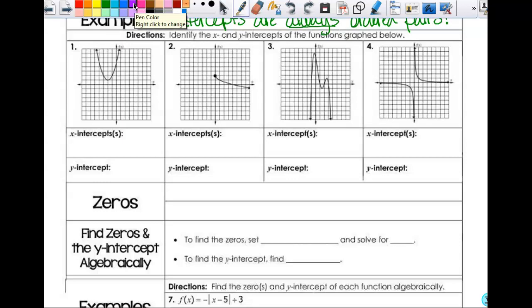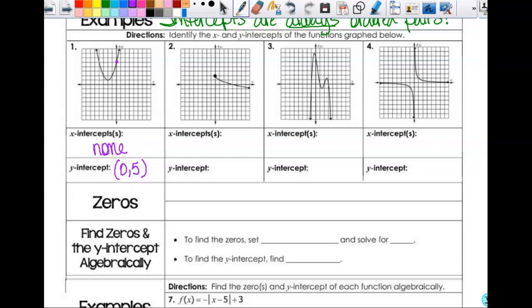Okay, so for number 1, X-intercepts. Well, here's my X-axis. It doesn't intersect it at all, so I have none. My Y-intercept, it's right here. Now, most of the time we don't get to guess off of a graph unless you're told to, but you can get yourself in a lot of trouble trying to pull a Y-intercept off a graph when it's not accurate. So this is at 1, 2, 3, 4, 5. So my Y-intercept is when X is 0, so this is (0, 5).